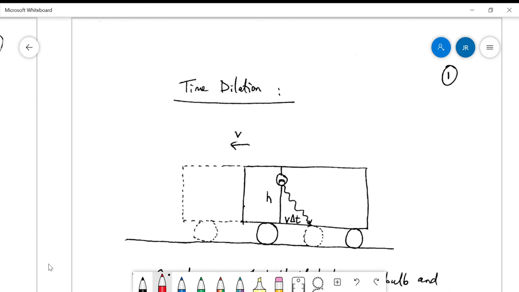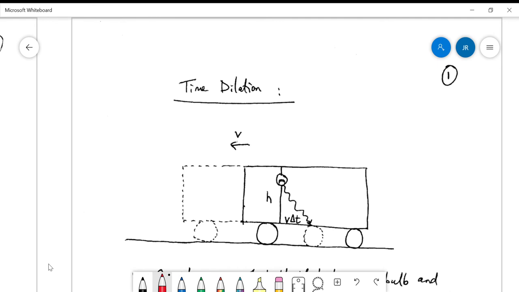Okay, so imagine you have a train. This is supposed to be a train carriage. As you can see, the train is moving on your screen from right to left. The dashed silhouette of the train here is where the train is headed. The solid lines are where the train is right now.